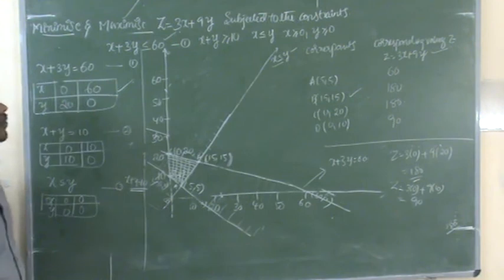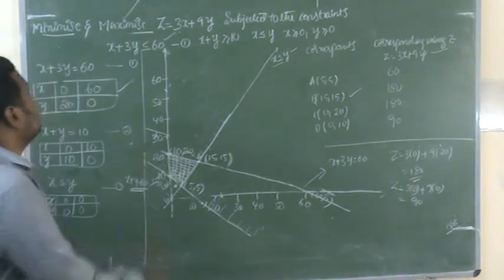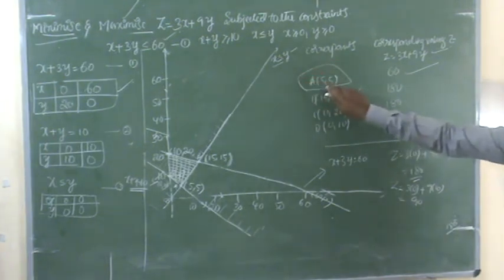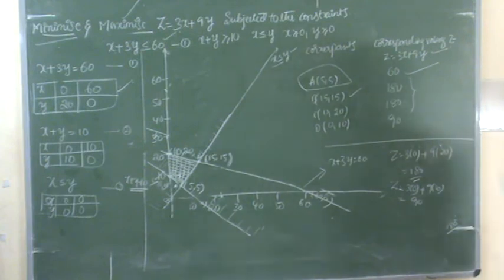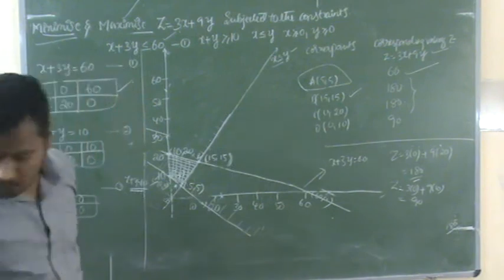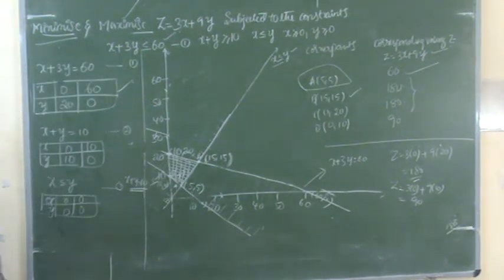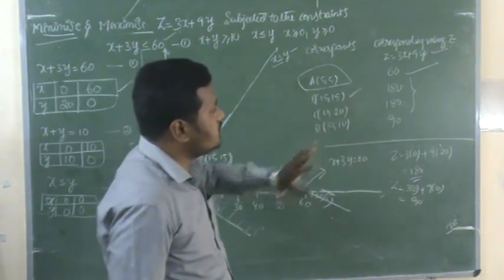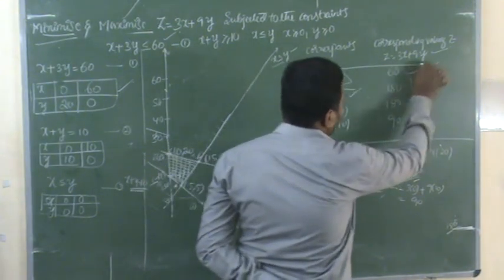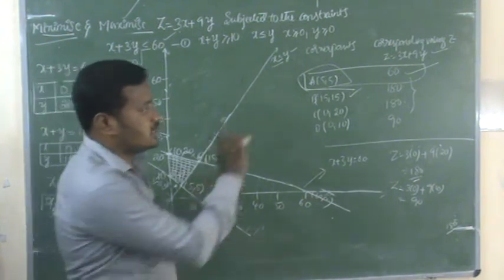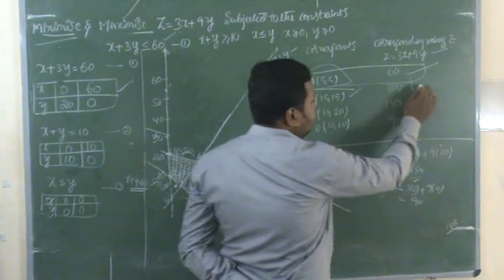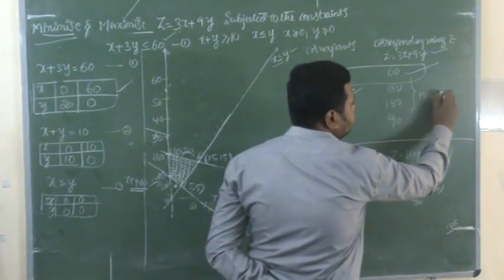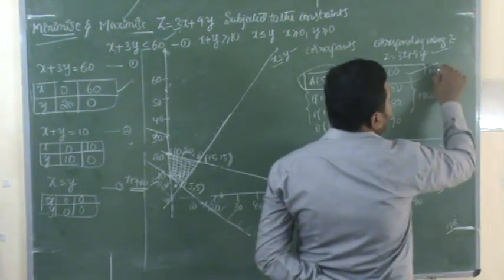Now, what is the minimum and maximum value? The minimum value is 60 at the point A, which is 5, 5, and the maximum value is 180 at the points 15, 15 and 0, 20. So finally, the conclusion: Z is minimum at the point 5, 5 and is 60, and Z is maximum at the points 15, 15 and 0, 20 and is 180. This is the maximum value, and this is the minimum value.